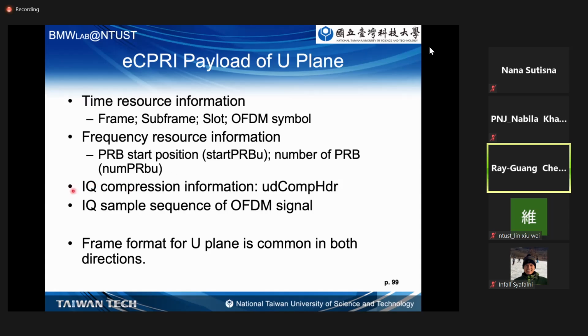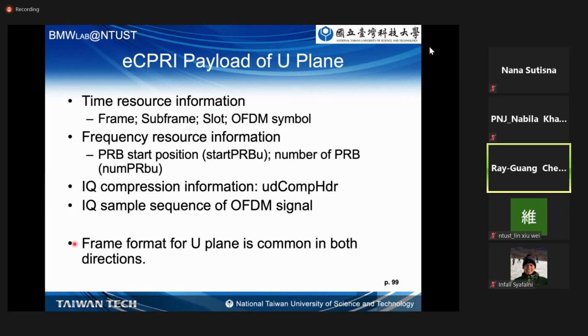Then this is the IQ compression information. All this part is related to the data. So the first part is how you compress the IQ signal. Then the rest of the part is the IQ sample sequence of the OFDM signal.